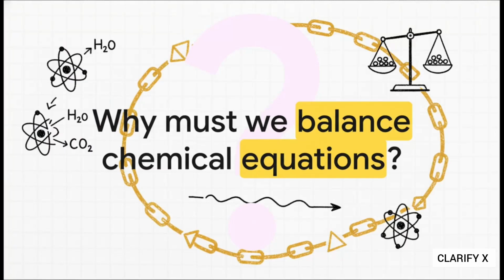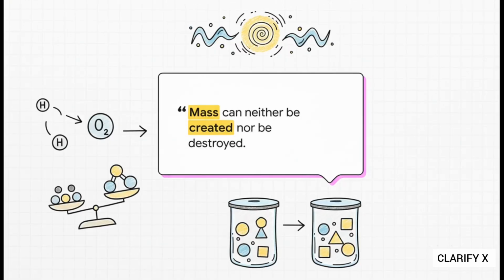But why, though? Why do we have to bother with all this balancing stuff? I mean, it seems like a lot of extra work, doesn't it? Well, there's a really, really good reason. It's because every single chemical reaction in the universe has to follow one fundamental, absolutely unbreakable law. And this is it, the law of conservation of mass. It says mass can neither be created nor be destroyed. It's that simple. You can't just poof atoms into existence, and you can't make them just disappear. Whatever you start with, you have to end up with the same amount of stuff.